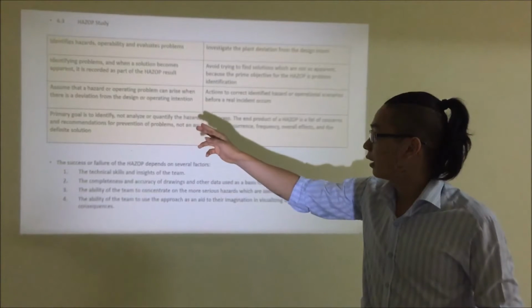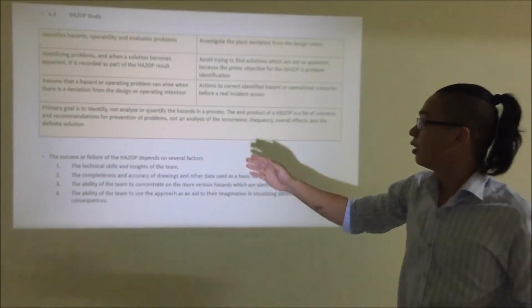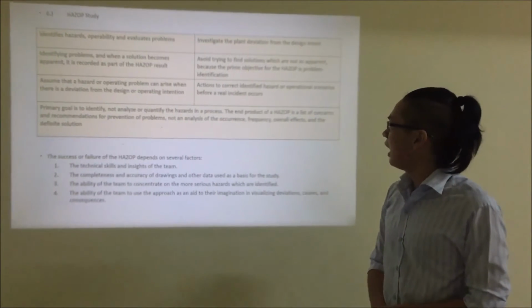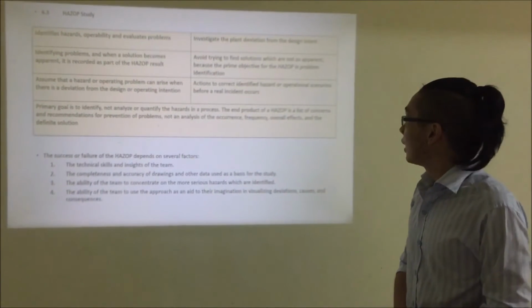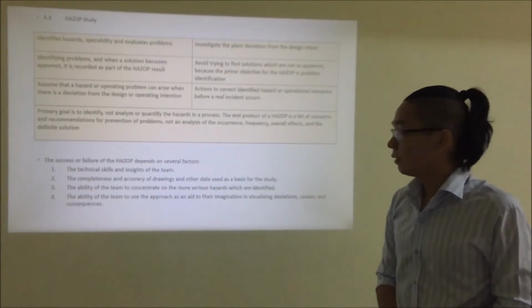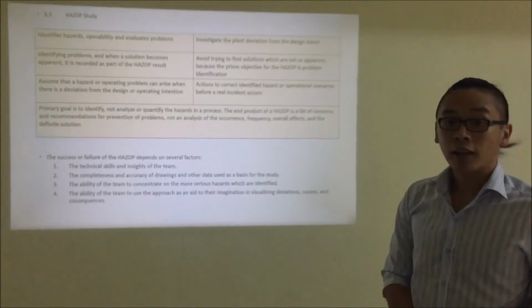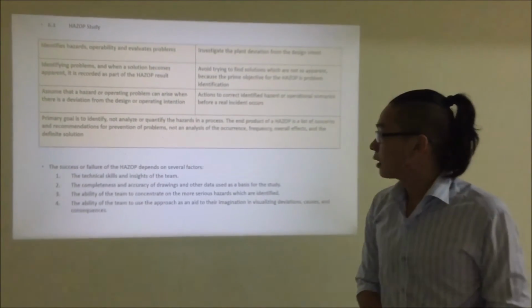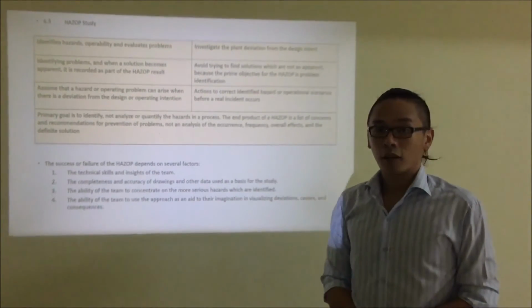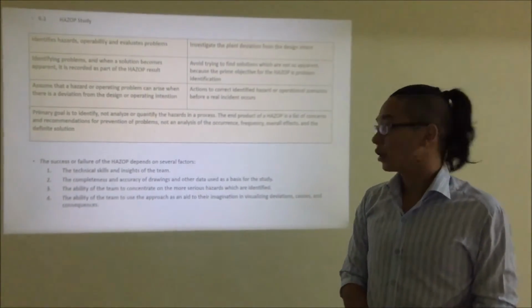Next is to assume that a hazard or operating problem can arise when there is a deviation from the design or operating condition. Actions are taken to correct identified hazard or operational scenarios before a real incident occurs. And lastly, the primary goal is to identify, not to analyze or quantify the hazards in a process. The end product of a hazard study is a list of concerns and recommendations for prevention of problems, not an analysis of the occurrence, frequency, overall effects, and the definite solution.